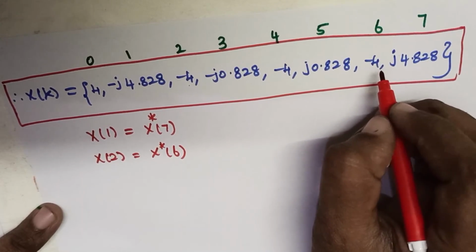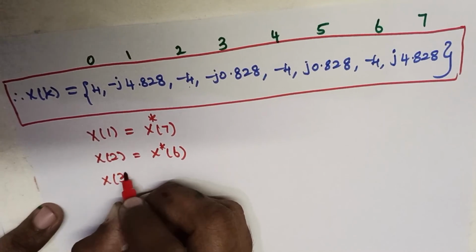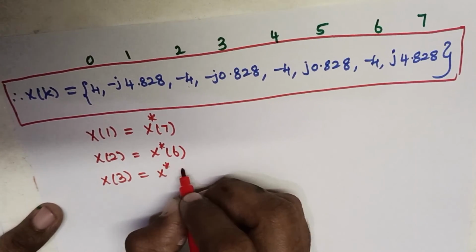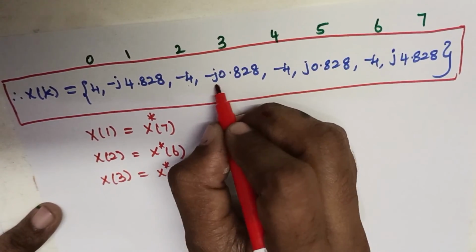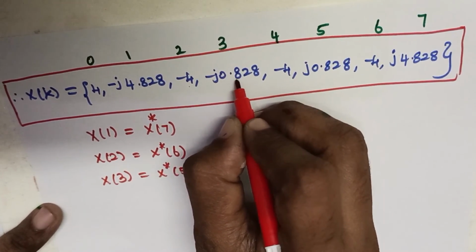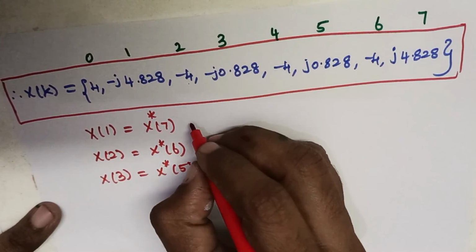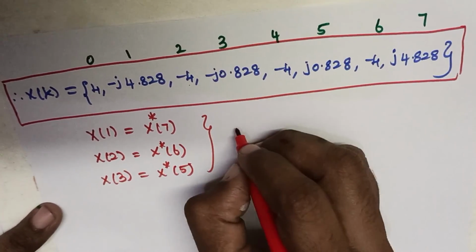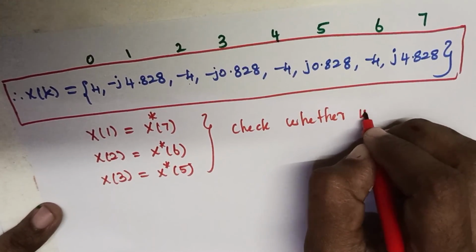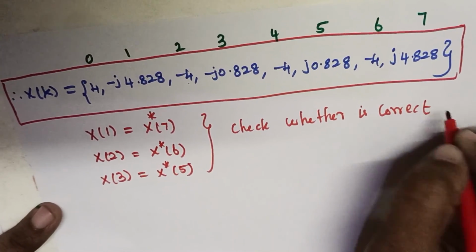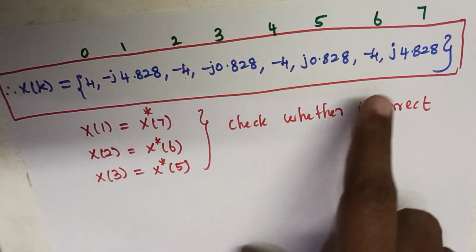For real terms, the complex conjugate will also be the same. So minus 4, minus 4. Likewise, X of 3 will be the complex conjugate of X of 5. Now this is X of 3 and this is X of 5. We can very well notice that this is minus j 0.828 and this is j 0.828. So in this way, we can also check whether the answer is correct or not. It will always be complex conjugates, so we can check our answer too.